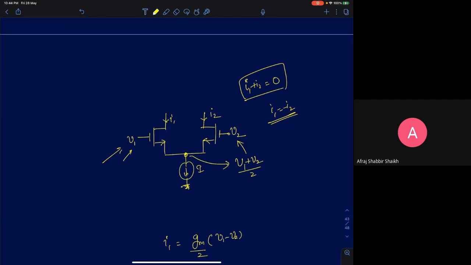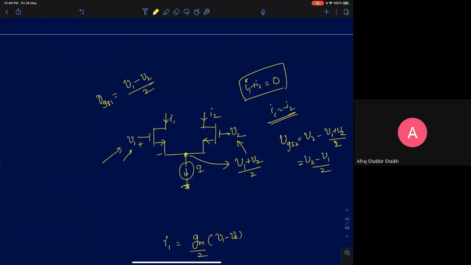If this is V1 plus V2 by 2, what is VGS1? VGS of the first transistor is V1 minus this term, so it will be V1 minus V2 by 2. VGS1 will be V1 minus V2 by 2, and similarly VGS2 will be V2 minus the average of the two, V2 minus V1 plus V2 by 2, which will be V2 minus V1 by 2. VGS1 and VGS2 are negatives of each other. They are 180 degrees out of phase.